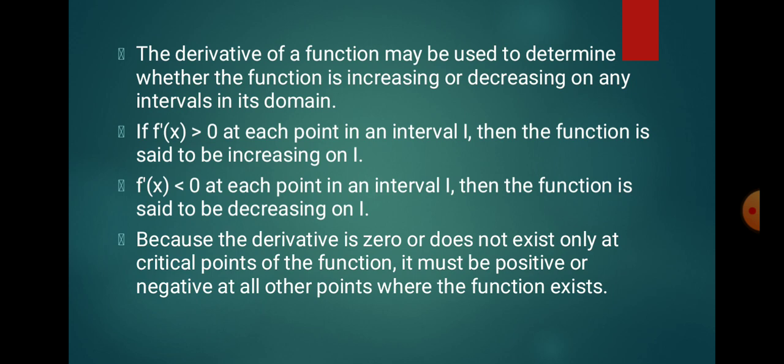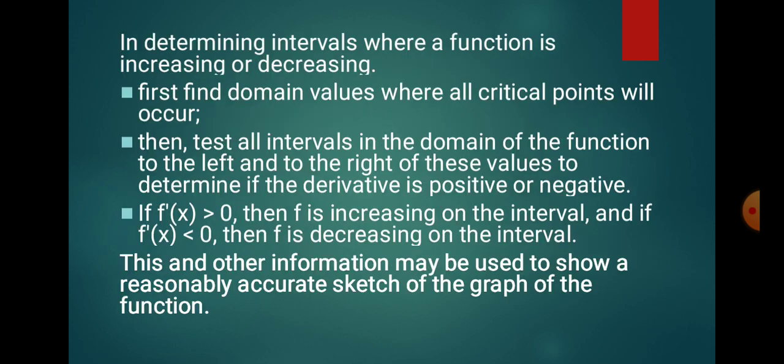If f'(x) is less than 0 at each point in an interval I, then the function is said to be decreasing on I. Because the derivative is 0 or does not exist only at critical points of the function, it must be positive or negative at all other points where the function exists.